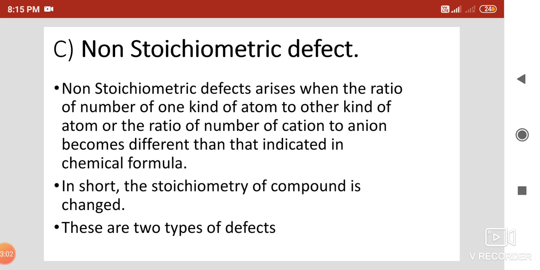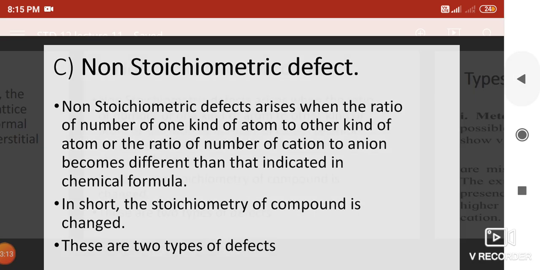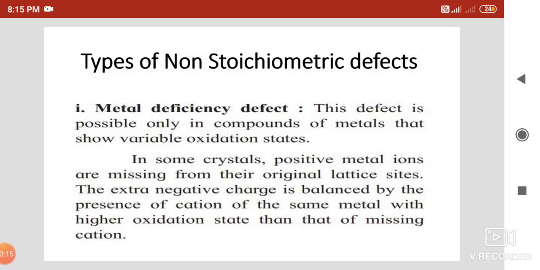So in short, the stoichiometry of the compound is changed in the non-stoichiometric defect. There are two types of this non-stoichiometric defect. The first one is the metal deficiency defect, and the second is the metal excess defect. Let us start with the first, metal deficiency defect.